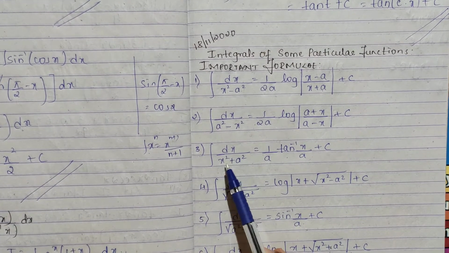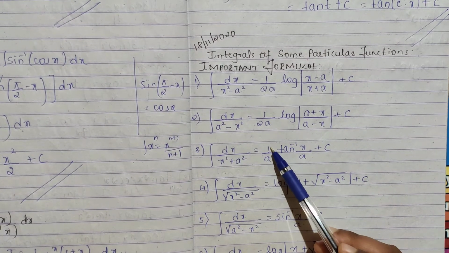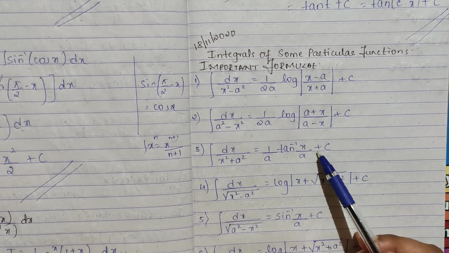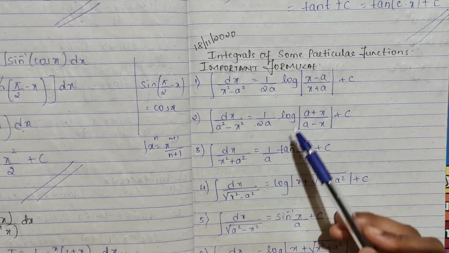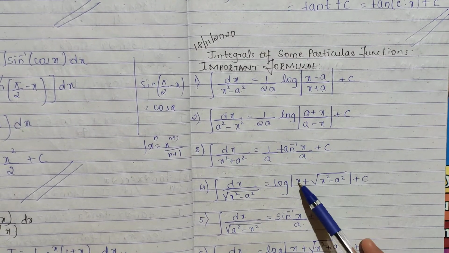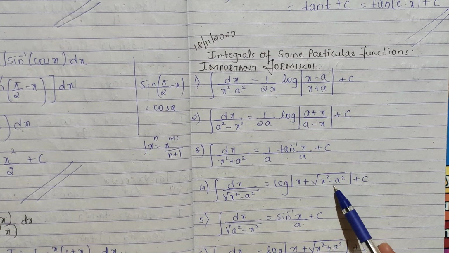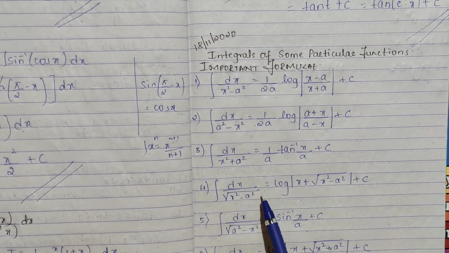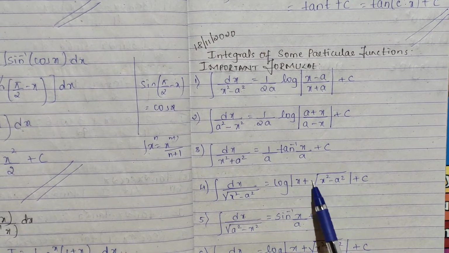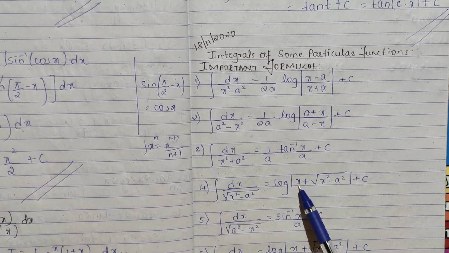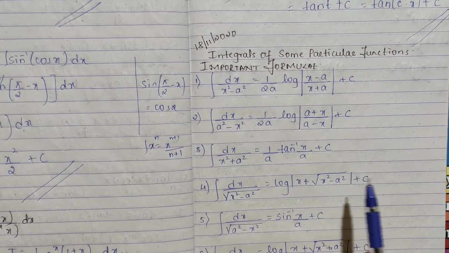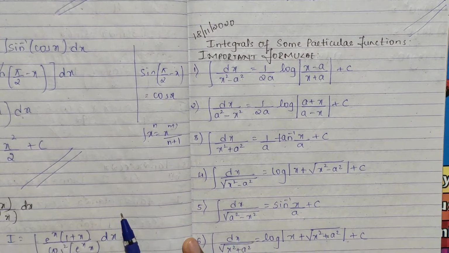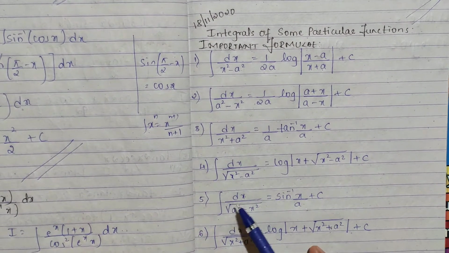When it is x square plus a square, you will have 1 by a tan inverse x by a plus c. For the root of this itself, you will get log x plus root of x square minus a square plus c. So you are applying log for this. Log, just extra is your x, and here it will be plus, and whatever you are getting under the root. See, you try to remember in such a way, try to link it up and remember the formulas.